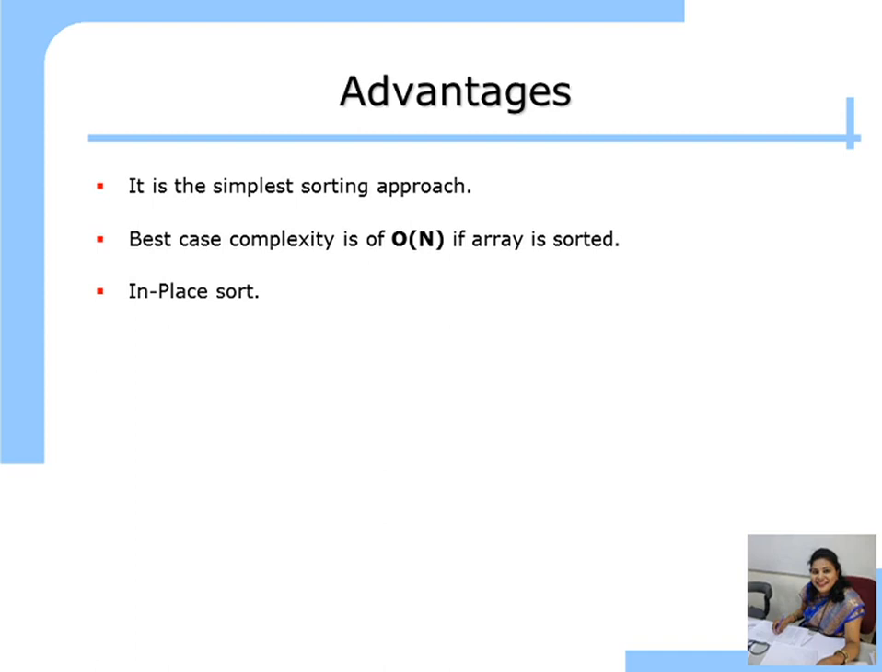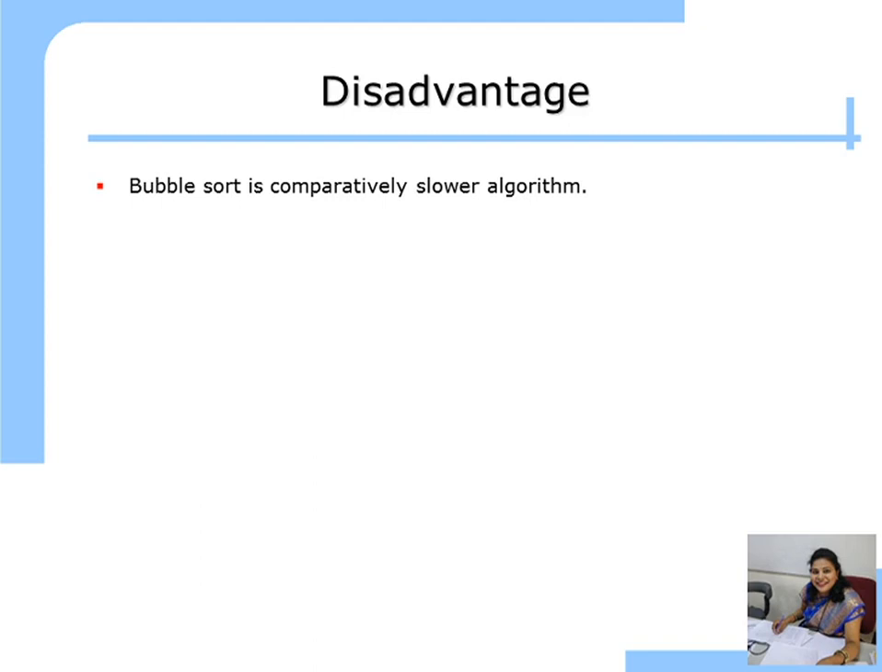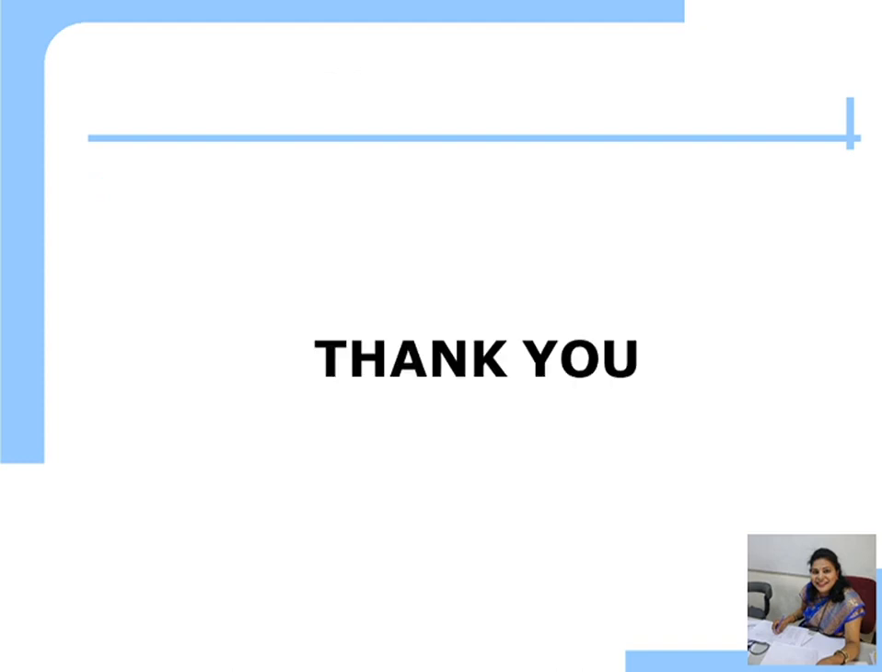For all the sorting techniques we are going to learn, bubble sort, selection sort, insertion sort, radix sort and quick sort, the space complexity is O of 1 and the time complexity differs. So bubble sort is simple and in place. Also the best case complexity of bubble sort is O of n if the array is already sorted. This is the one disadvantage of bubble sort: it is comparatively a much slower algorithm than selection sort, insertion sort, radix sort and quick sort. Thank you.